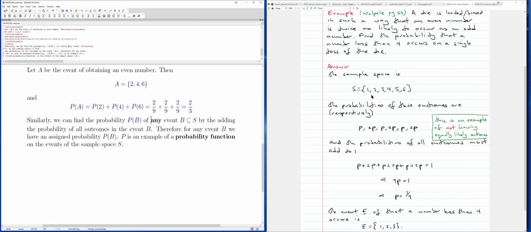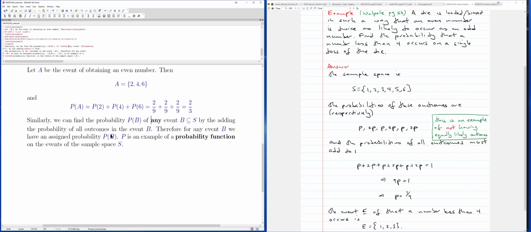And for any event of this sample space, any event B, which I'm going to call B over here, I can calculate the probability of that event by just adding up the probabilities of each of the outcomes. So for any subset, any event of the sample space, I can assign a probability. You can compute P of B, the probability of B.